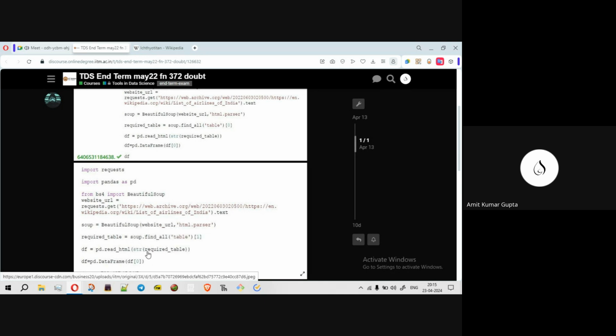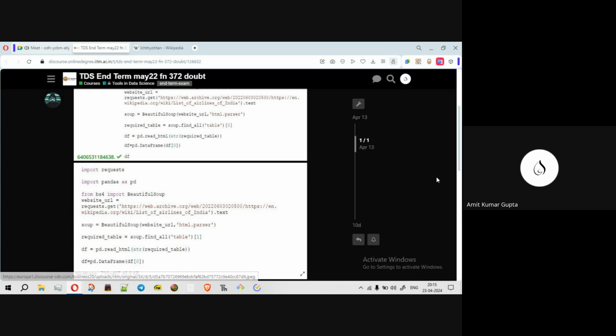Since we already defined that the required table is basically this table, we are going to find all tables, and out of that we select the second table, index one, which is our required table, but still it is in HTML format. You guys did a lot of web scraping, so you know if I pull a table with BeautifulSoup find_all, I will get the table in HTML format: table, th for table header, tr for table row and so on. So it will be in HTML format. So this function will just read it.